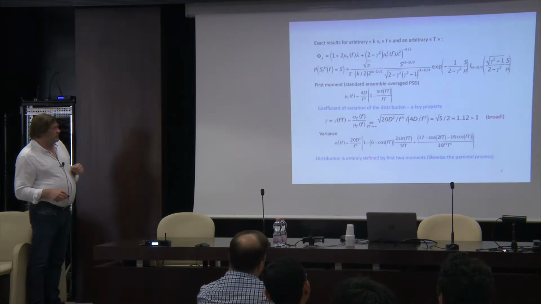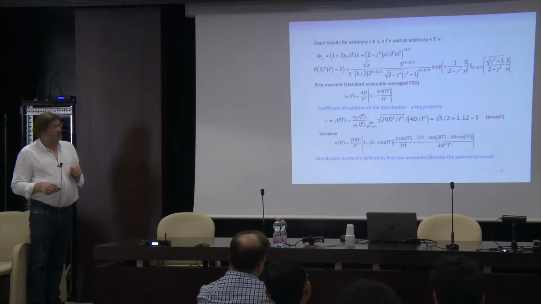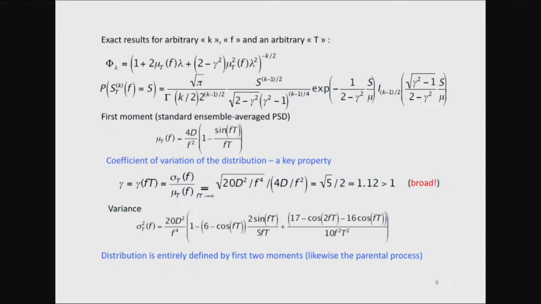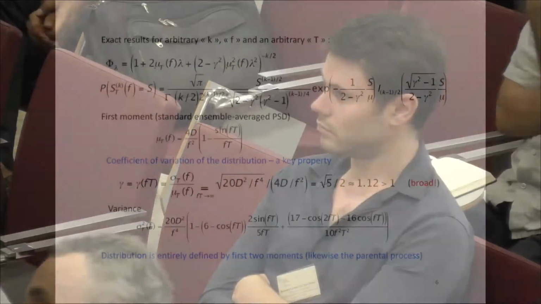And this will be the exact expression for the variance, valid for the variance of the single trajectory power spectral density, which is given here. If you look at the value of gamma, which is the coefficient of variation of the distribution, in the limit of infinite observation time it stands at a constant, which is square root of 5 over 2.